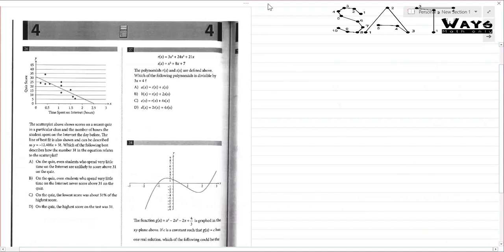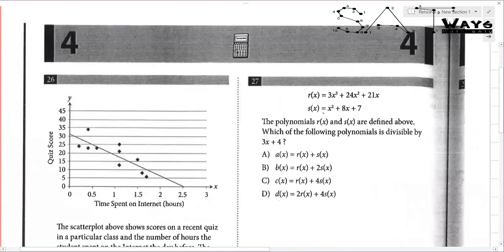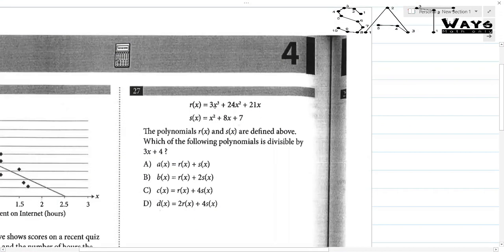Question number 27. Okay, a very, very tricky one, and we are going to go for the easiest way to solve this problem. R of x equals 3x to the power 3 plus 24x squared plus 21x. S of x equals x squared plus 8x plus 7. Here it is asking, the polynomials R of x and S of x are defined above. Which of the following polynomials is divisible by 3x plus 4?